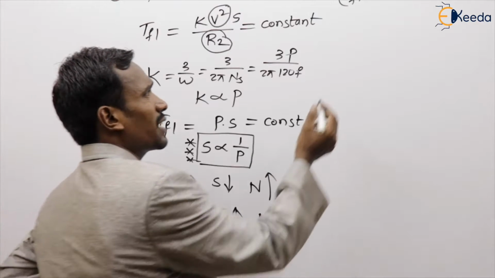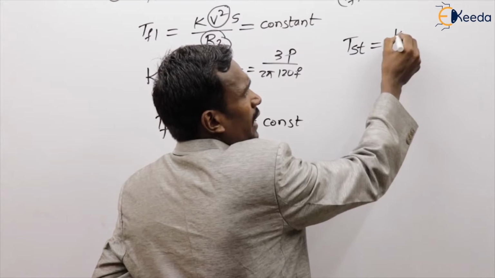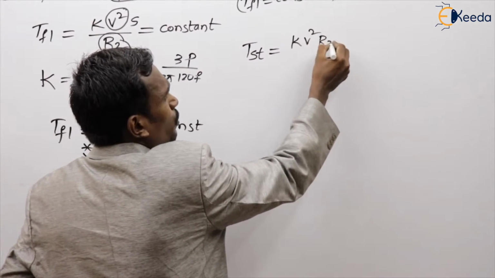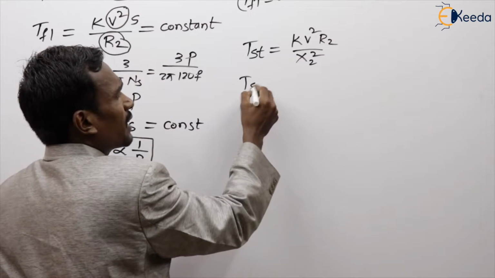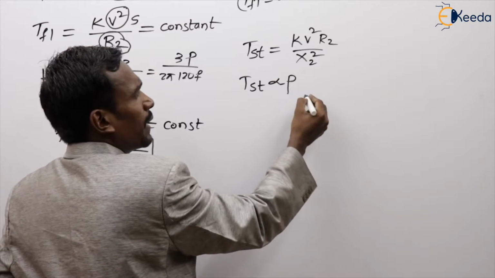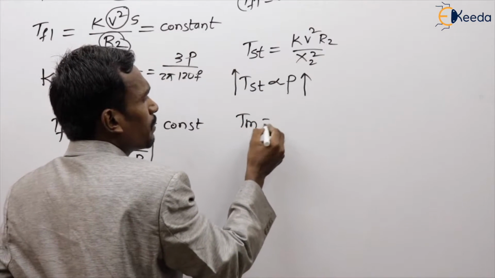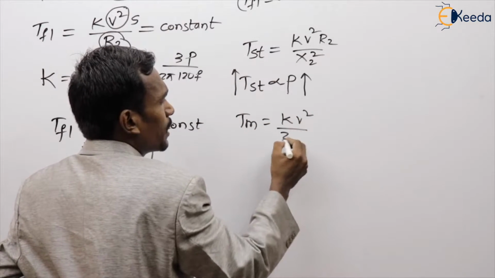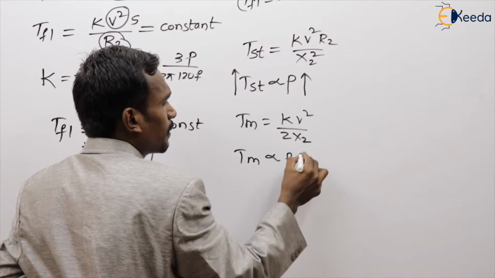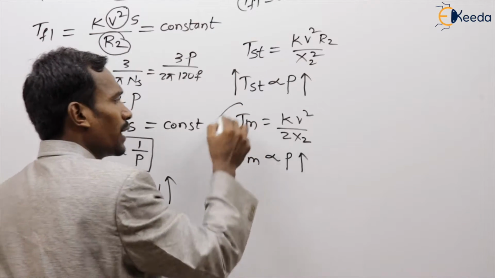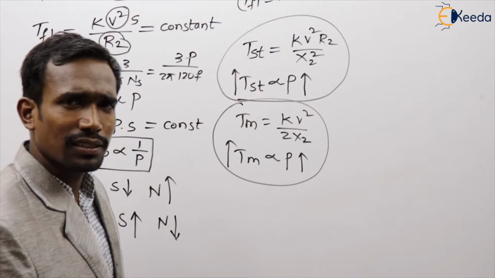Next, torque. T starting is equal to K into V square into R2 by X2 square. T starting is directly proportional to K, nothing but P. If poles increase, starting torque increases. T maximum is equal to K V square by 2X2. T maximum is directly proportional to K, nothing but P. This also increases. Maximum torque increases, starting torque increases.